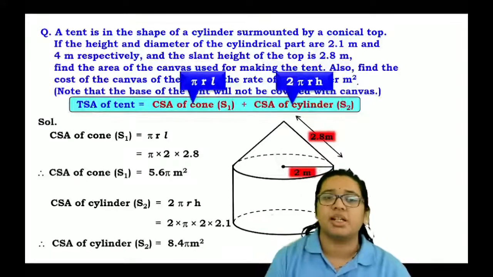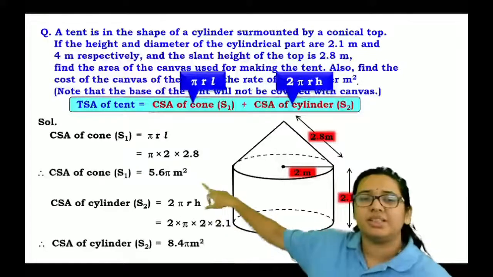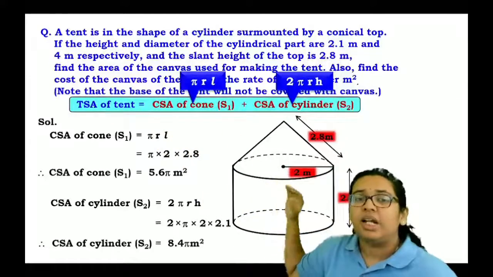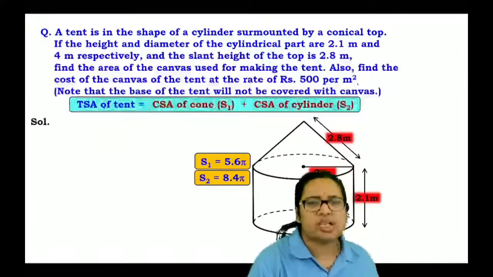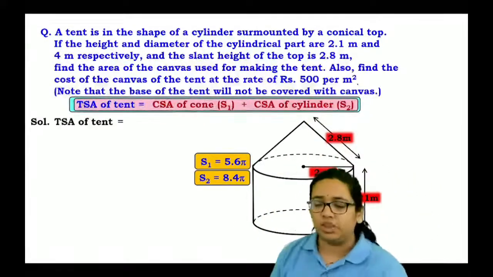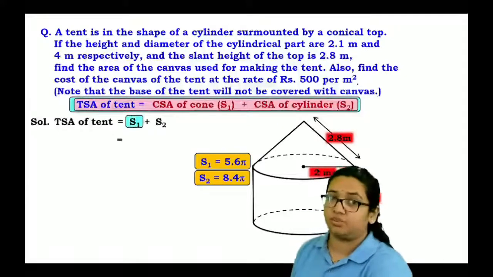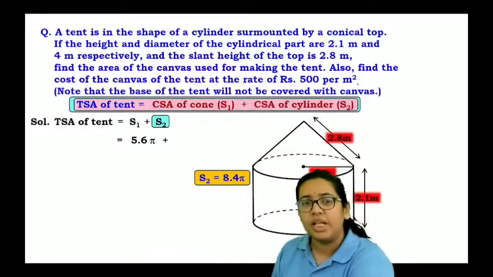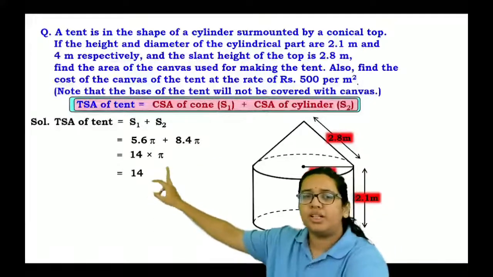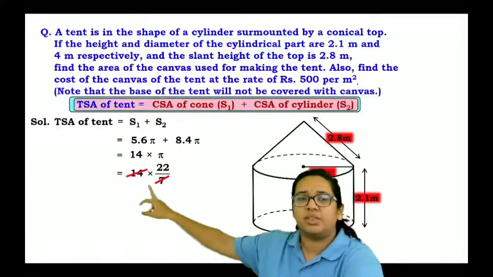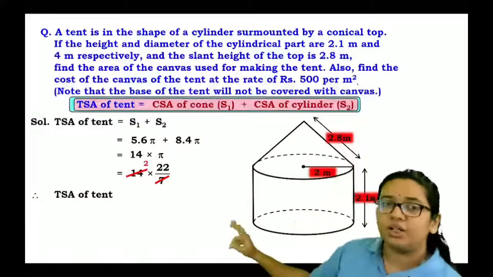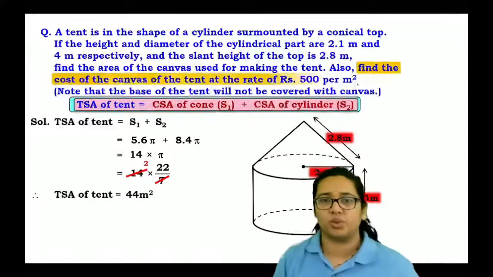The only part left is that we just have to add these curved surface areas so that you get the total surface area required for that tent. And once you get the total surface area, just multiply by the rate per meter square. Total surface area of the tent will be S1 plus S2, where S1 is 5.65 and S2 will be 8.45. After adding these two, you will get 14 times 22 upon 7. 7 ones are 7, 7 twos are 14. So you get the total surface area for this tent as 44 meters square.